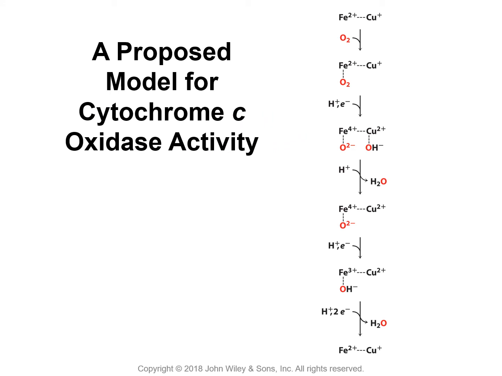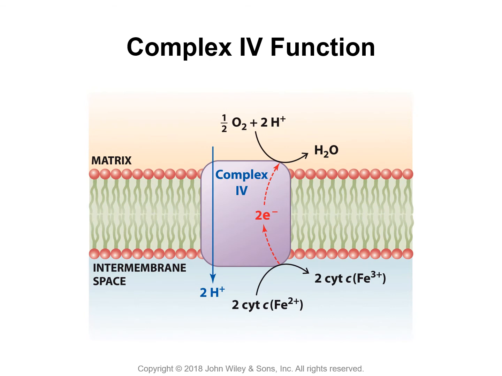And this is a model for the cytochrome C oxidase activity. And then the complex 4 function: for every 2 electrons donated by cytochrome C, 2 protons are translocated to the intermembrane space. 2 protons from the matrix are also consumed in the reaction. 1/2 O2 yields H2O. The full reduction of O2 requires 4 electrons.